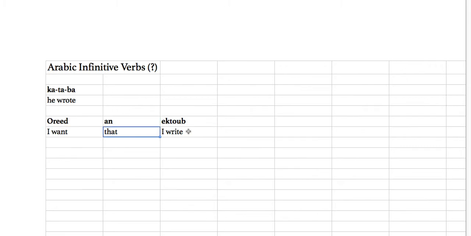So literally, I want that I write, which at the end of the day basically turns into I want to write. Okay, so based on that pattern, you could say orid an ekra, which means I want to read. I want to eat would be orid an akal. Orid an ashrab qahwa means I want to drink coffee. I want to go somewhere: orid an adhab ila someplace. And so on and so forth. So that's the way that happens.